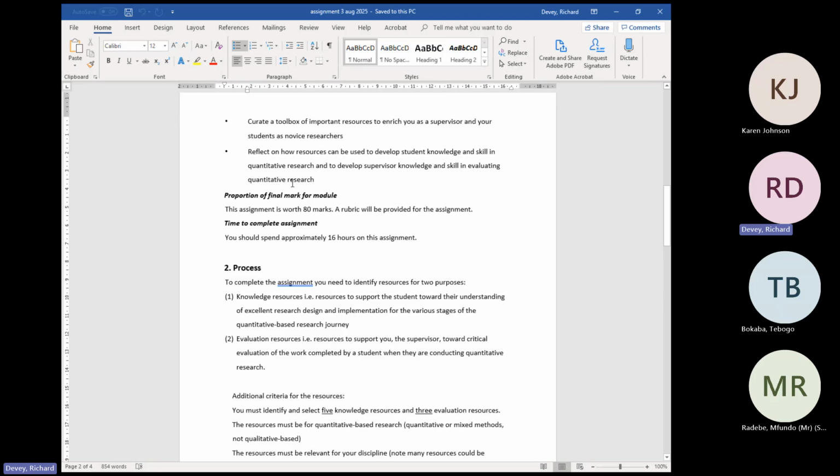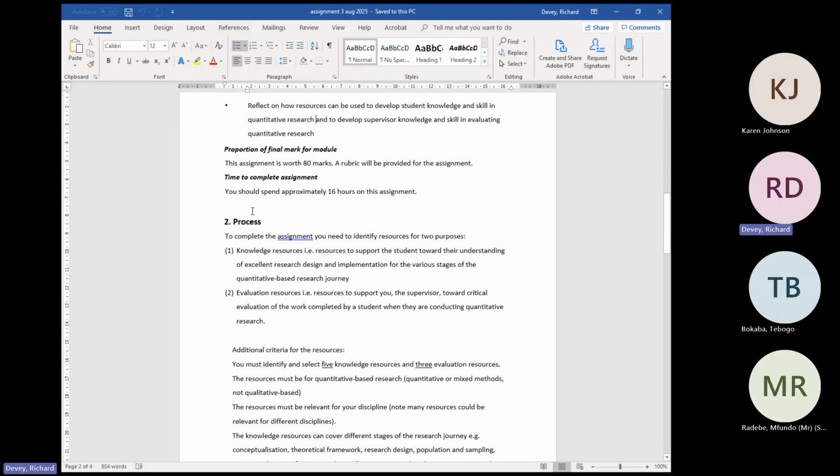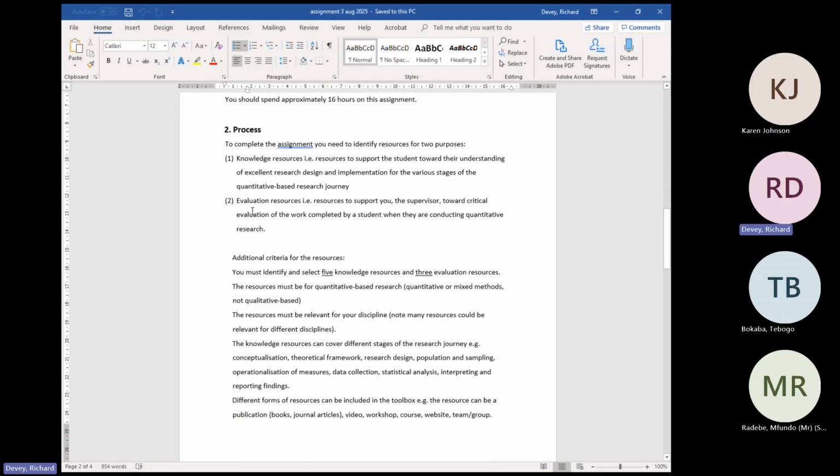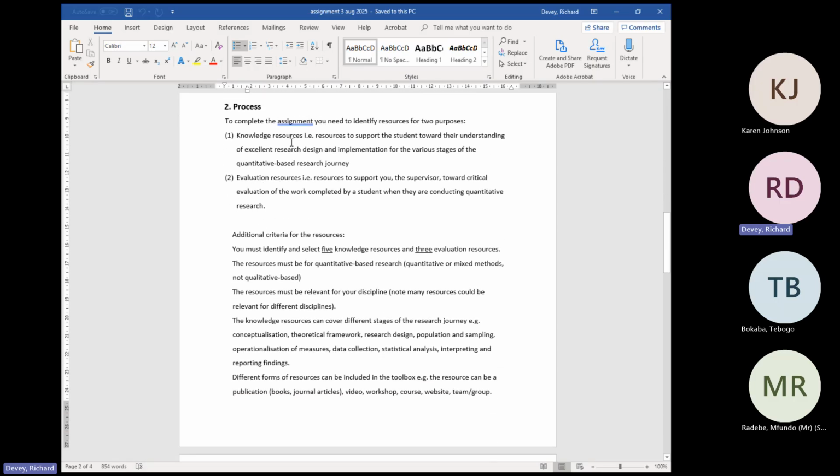So I want you to justify why you've chosen that resource for the student. This is your exam equivalent. You need to identify resources for two purposes. One would be knowledge resources, that is, resources to support the student towards their understanding of excellent research design and implementation. The second component is evaluation resources, which will support you as the supervisor towards evaluation of the work completed by a student. And I'll give you examples of those.